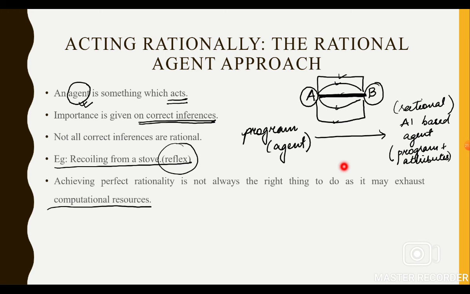So this is in a nutshell what the definition of AI means. AI basically stands for that branch of science which is used to enable a machine to think like a human, act like a human, think rationally and act rationally.